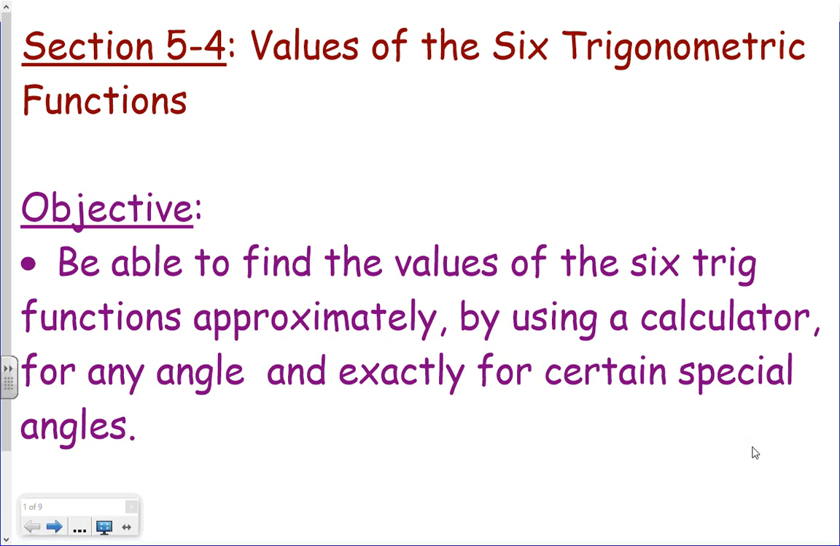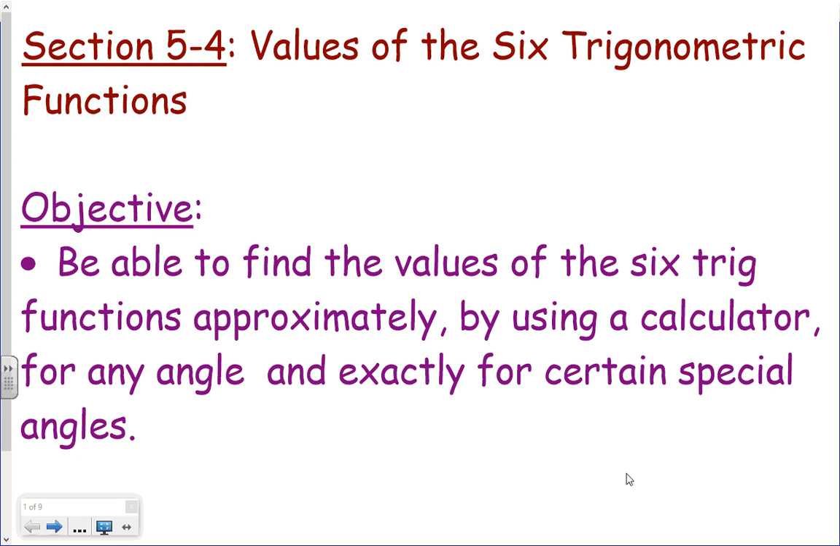All right, open up your book to section 5-4. We're on page 261 in your book. And the title of this section is the values of the 6 trigonometric functions, which might take you back for a second and think that maybe perhaps there's an error there in that slide. You might go, wait a minute, there's only 3 of those. That's not the case. There are actually 6 of these.